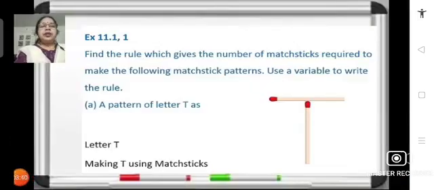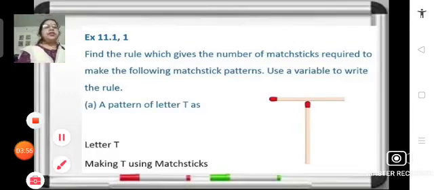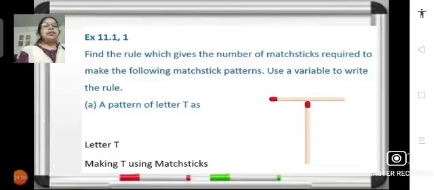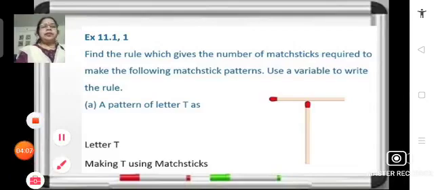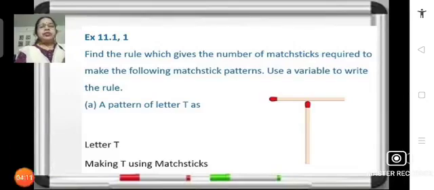Now, based on what we have learnt about the algebra, about the matchstick patterns and about variables, we will solve problems of exercise 11.1. So, let us see what is the first question. Find the rule which gives the number of matchsticks required to make the following matchstick patterns. Use a variable to write the rule. So, what is the first one? A pattern of T. Okay. So, the pattern of T like this we have to take.